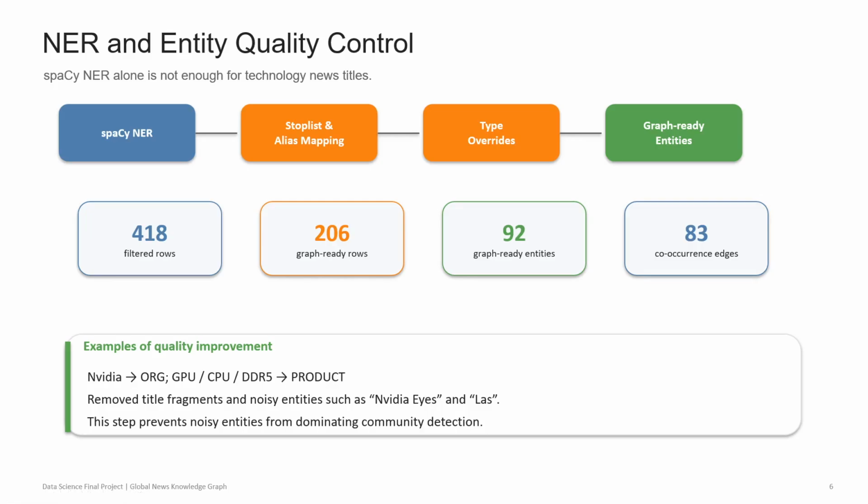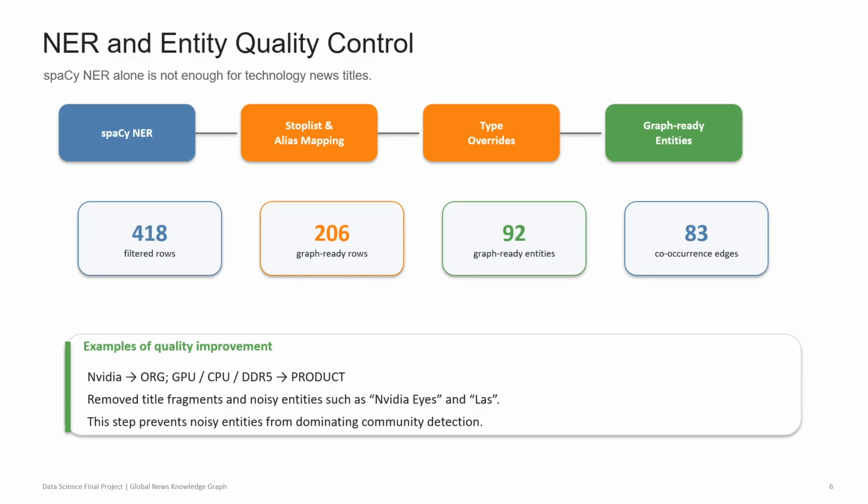After collecting the news titles, we use named entity recognition, or NER, to extract entities. In this project, NER means identifying named entities such as companies, people, countries, locations, and products. We use spaCy as a tool to perform NER. However, spaCy is a general-purpose NER model. It's not specifically trained for AI or semiconductor news. Because of that, it sometimes misclassifies technology terms.